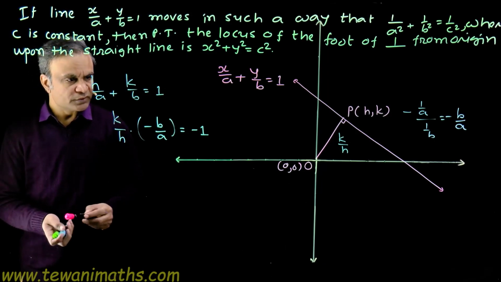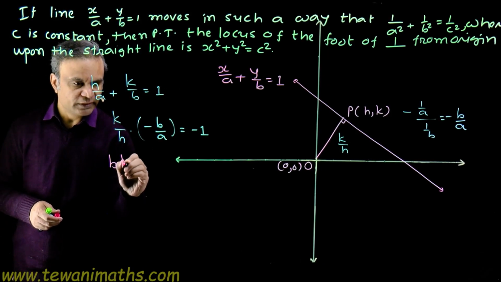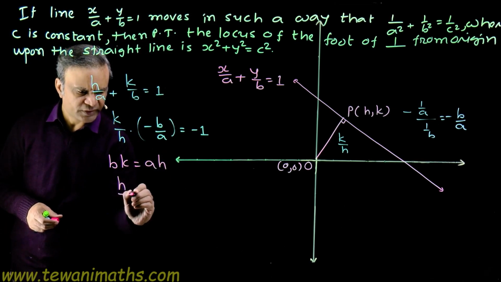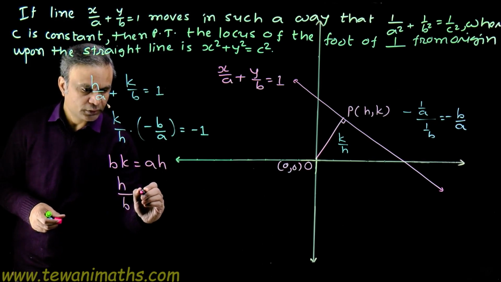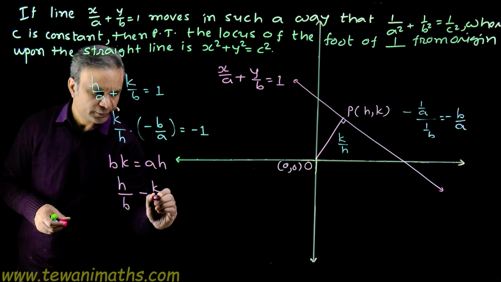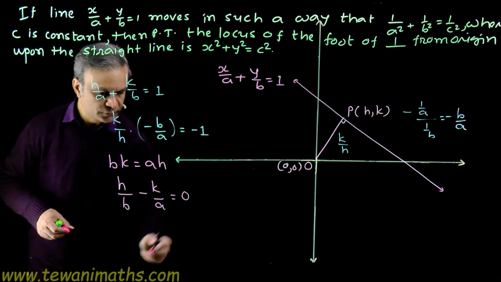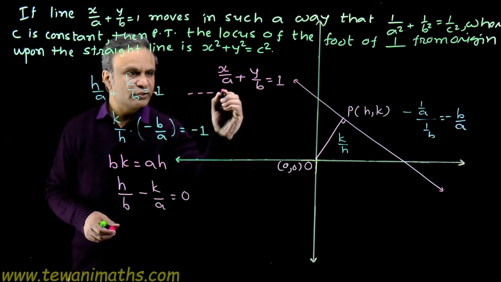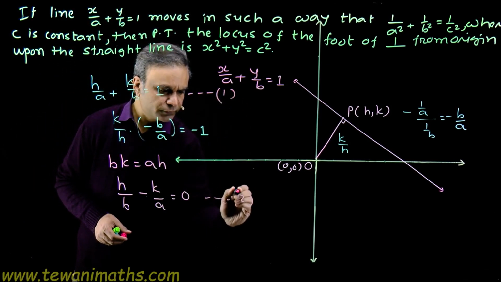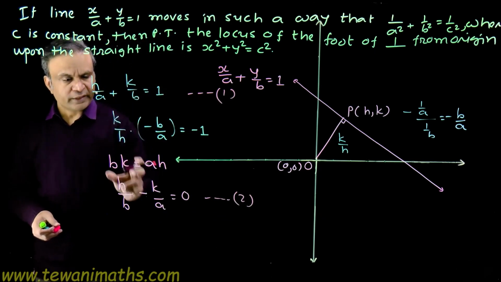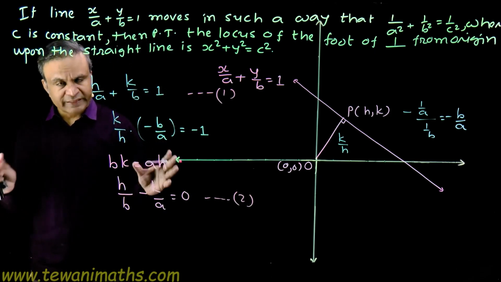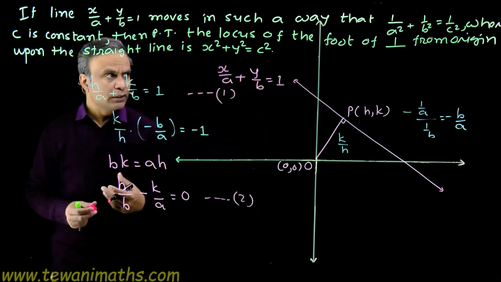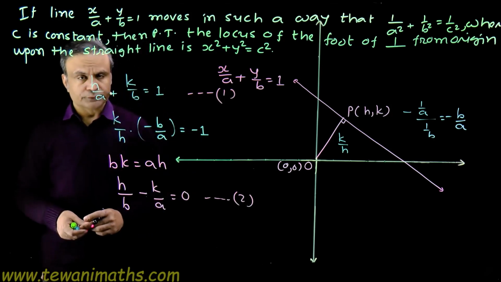Okay, from this we get bk is equal to ah, or h upon b minus k over a, this is equal to 0. ठीक है ना, हम इसको इस तरह से लिख सकते हैं. This is equation number 1, this is equation number 2. Now we have to eliminate a and b. We have three equations in a and b, this and this given equation. ठीक है, कैसे eliminate करेंगे a and b को?